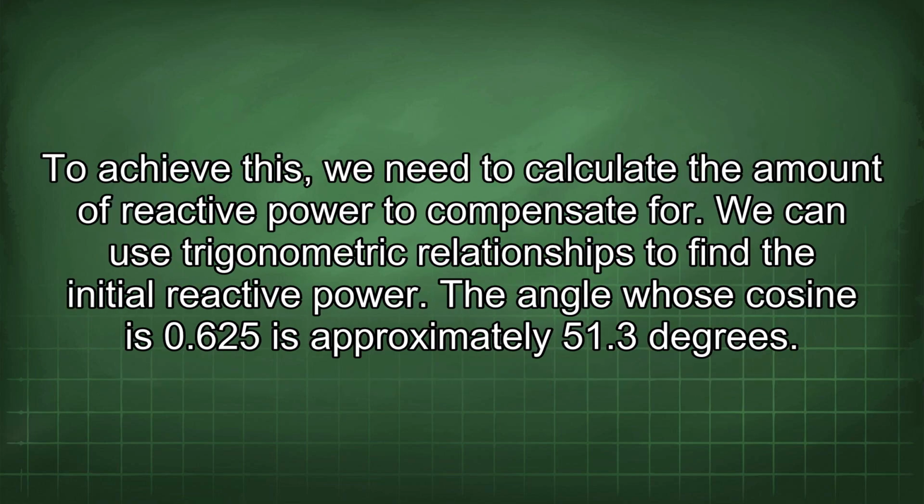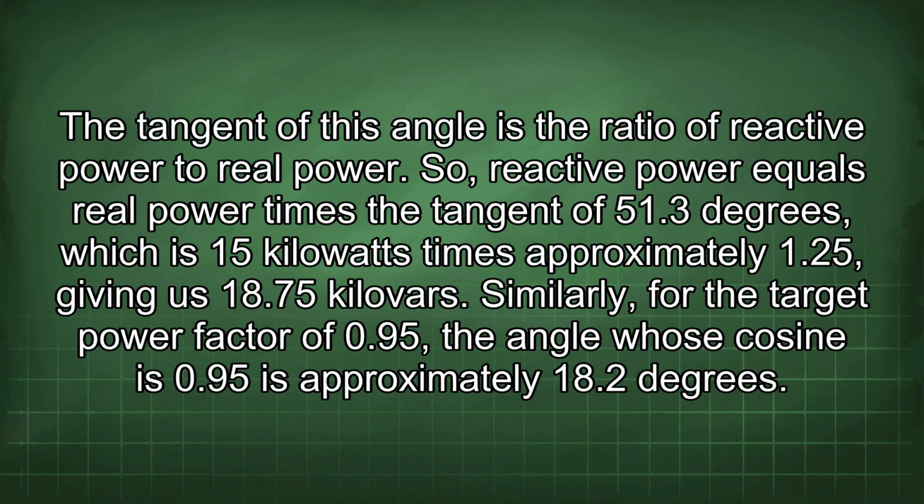To achieve this, we need to calculate the amount of reactive power to compensate for. We can use trigonometric relationships to find the initial reactive power. The angle whose cosine is 0.625 is approximately 51.3 degrees. The tangent of this angle is the ratio of reactive power to real power. So, reactive power equals real power times the tangent of 51.3 degrees, which is 15 kilowatts times approximately 1.25, giving us 18.75 kilovars.